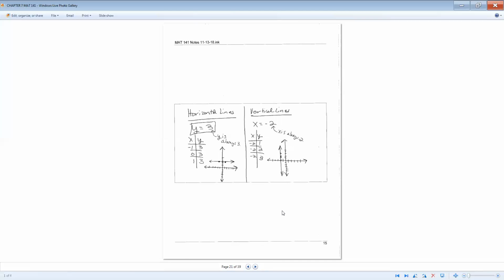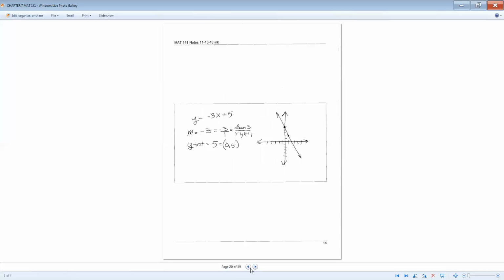One last thing in this section, and then we'll stop here. On horizontal lines versus vertical lines, notice all of our linear equations up to this point had x and y involved. Let's see if we take it back one. Notice y is equal to -3x plus 5. We have an x and y.